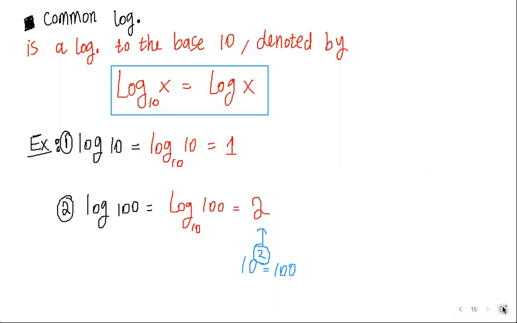What about the common logarithm? Common logarithm is to the base 10, and we can ignore the 10 and write it like this, log x.